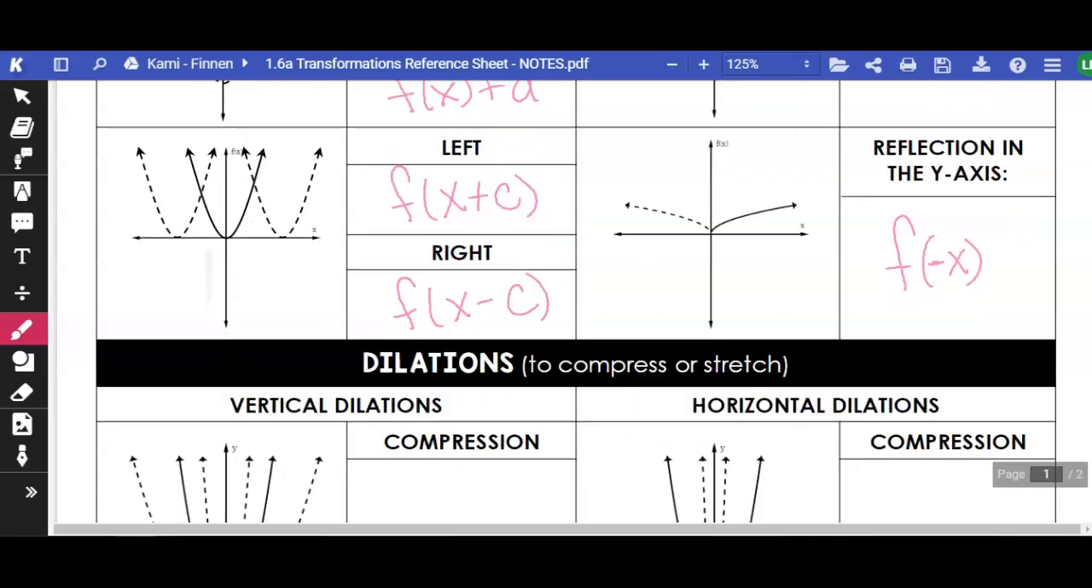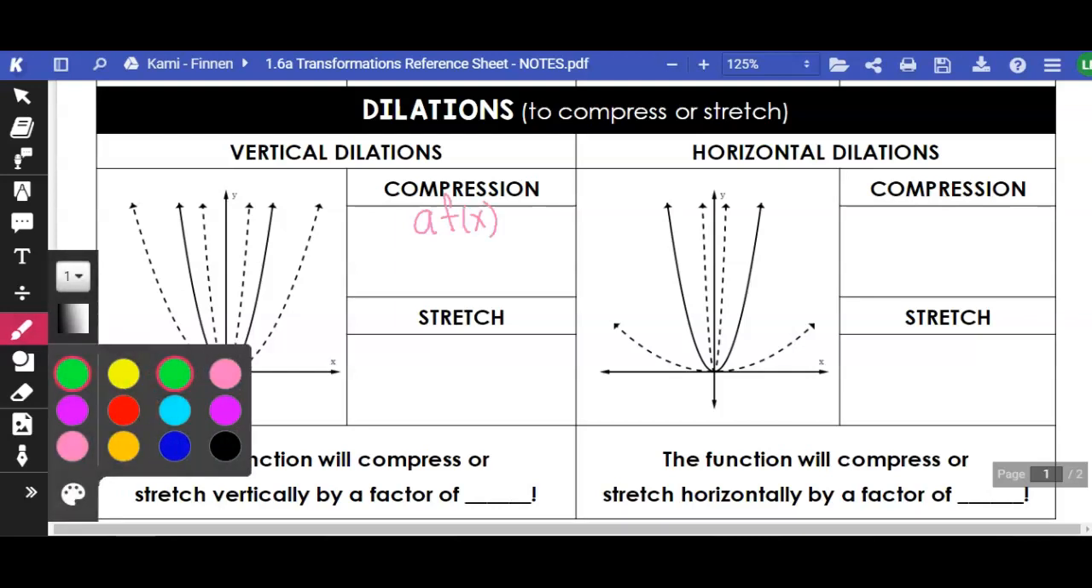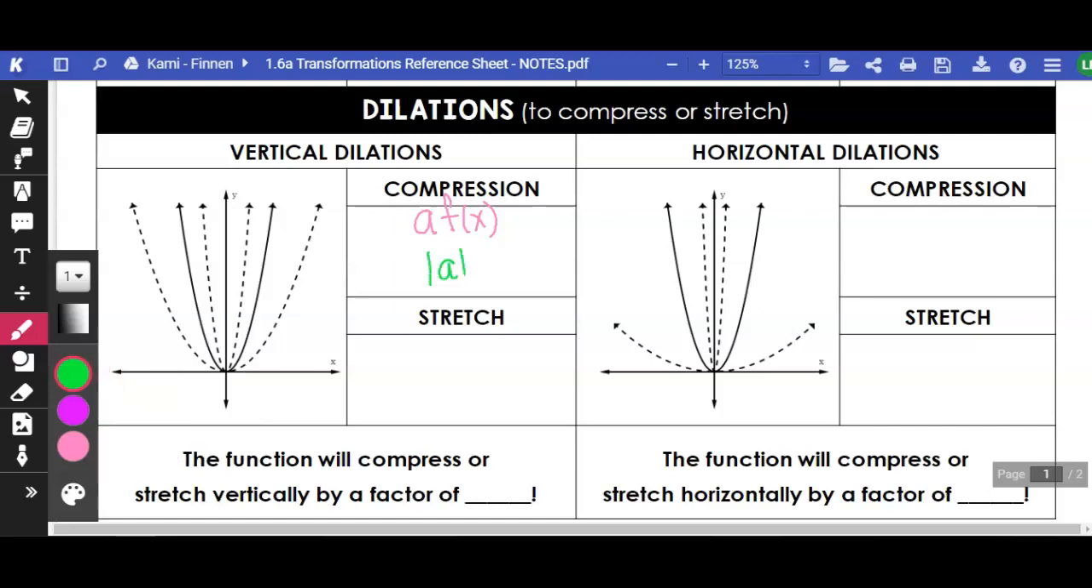Right? My dilations, this is when we're multiplying. Okay, so we have compressions and stretches. Since it's vertical and your y-axis is vertical, then you are multiplying by y. Vertical is y. So it would look like a times f of x. And then there's a little clarification there. The absolute value of a has to be between 0 and 1. The reason it's the absolute value is because the sign is the reflection. So if it's a negative a, that negative takes care of the reflection. So all we care about is the absolute value of a.